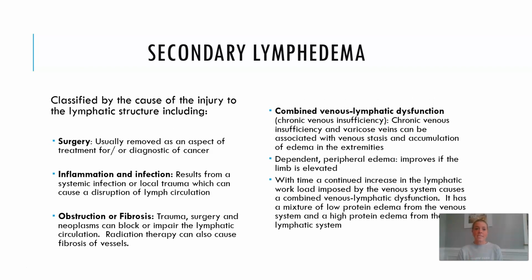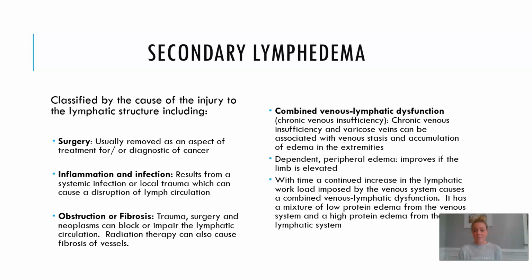So again, here's secondary lymphedema. It's classified due to the cause. So surgery, again, surgical removal as part of a treatment or diagnosis for cancer, which we just talked about. Inflammation or infection, this could be some sort of systemic infection or some local trauma to the area, which actually disrupts the lymph circulation. Obstruction or fibrosis is also fairly common with the lymph system. This can be from trauma, surgery, or even the cancer itself. Tumors can block the lymphatic system if they grow to be large enough.